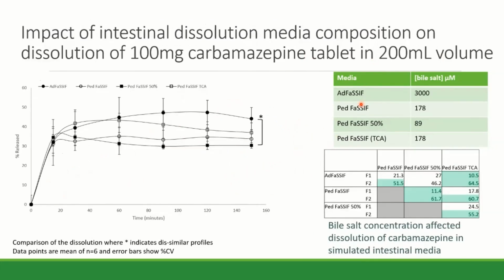This is the same study, but this time rather than using the gastric fluid at 200 millilitres, we're looking at the intestinal fluid. This time we did see a difference between the adult media, which contained the highest bile salt concentration, and the paediatric media that contained 50% or the lowest concentration of the bile salts here. So there was a limited effect of the composition affecting the dissolution in the simulated intestinal media, but only at the extreme cases.